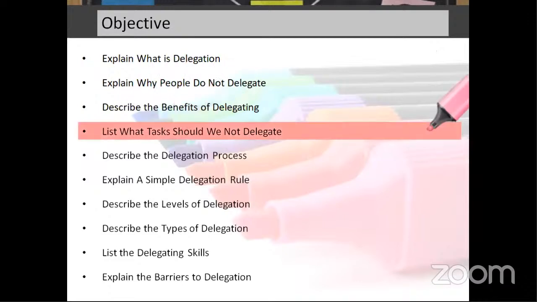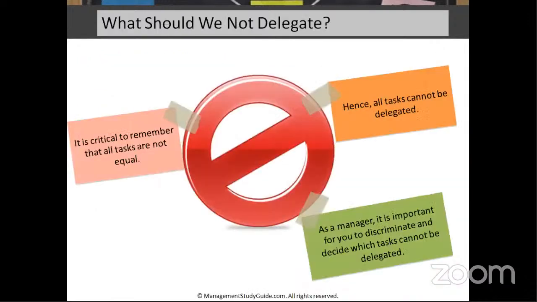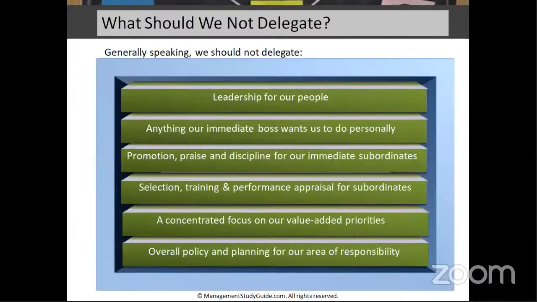Now, quickly, what tasks should we not delegate? It is critical to remember that all tasks are not equal. Hence, all tasks cannot be delegated. As a manager, it is important for you to discriminate and decide which tasks cannot be delegated. So what should we not delegate? Generally speaking, we should not delegate leadership for our people.